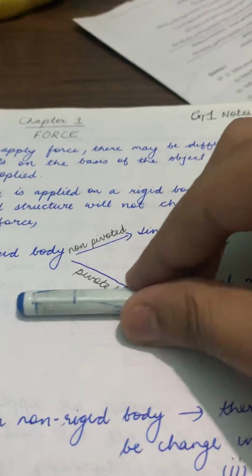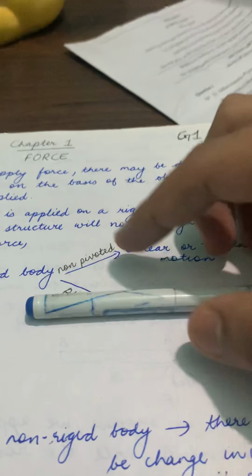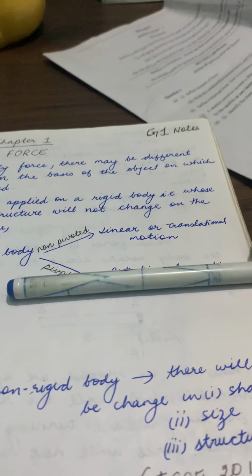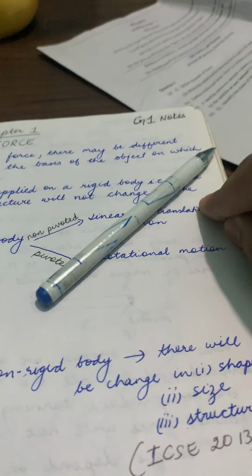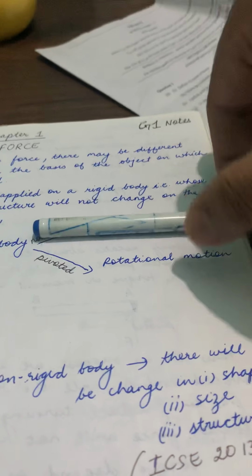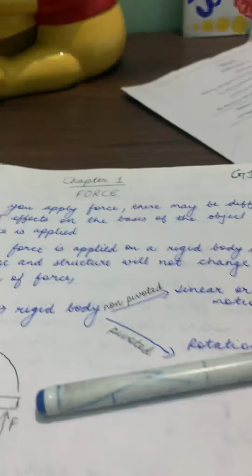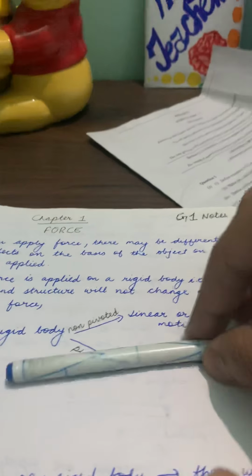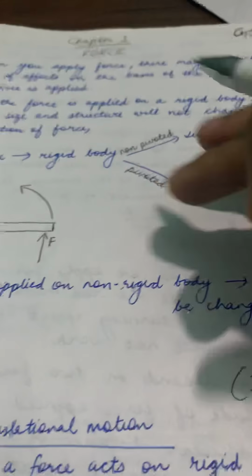Another is the pivoted body. Suppose this is a pen, lying fixed at this end. Now if you apply force on this pen, it will move only this way if you apply the force from down, and if I apply the force from up, it will move this way, but this end will remain fixed. It can only move this way. Which motion will that be? It will be rotational motion.